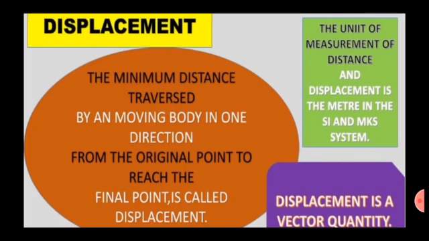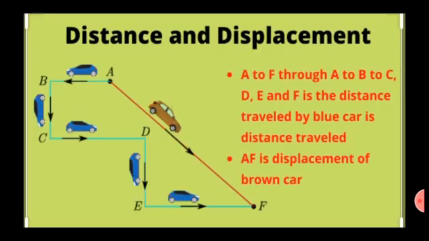The minimum distance traversed by a moving body in one direction from the original point to reach the final point is called displacement. The unit of measurement of distance and displacement is the meter in SI. SI is Standard International and the MKS system. Displacement is a vector quantity.